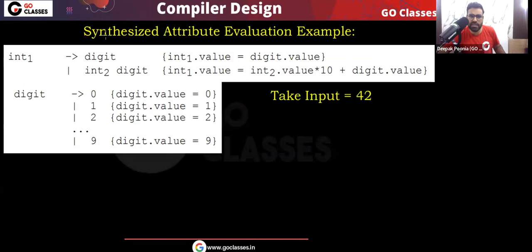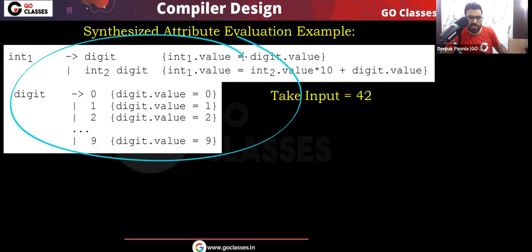So one example I will take for synthesized attribute evaluation. Remember, if we are only using synthesized attributes in our SDD, if all the attributes are synthesized, then we already know that the information flows bottom up. The information goes from children to parent. This we already know. So let's consider one example here.